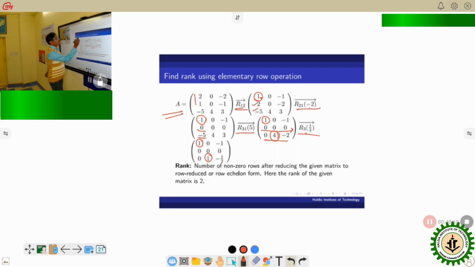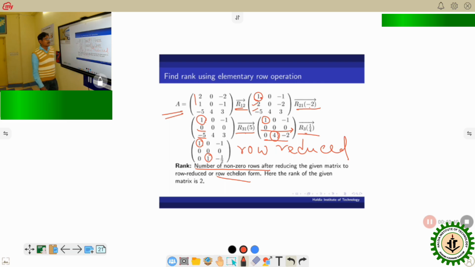This is finding the rank using elementary reduction. This is row reduced, but it is not row reduced echelon form. After getting row reduced, what is the rank? It is the number of non-zero rows after reducing the given matrix to row reduced or row reduced echelon form. Here we use only row reduced.